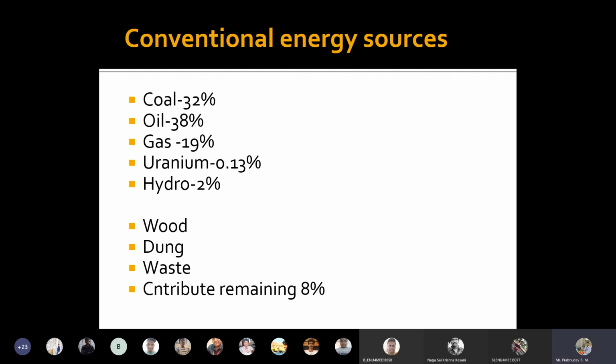And if you see the remaining three, wood, cow dung, and waste, these three constitute only 8% of the energy supply. So the remaining 8% of the world's energy requirement is supplied by wood, dung, and other waste materials. If we miss coal, oil, and gas, if everything gets over, then there will be a very large scarcity of energy. So this is about today's class.